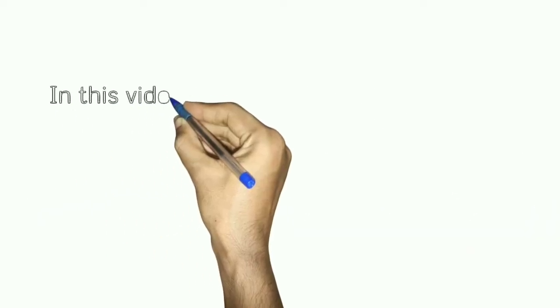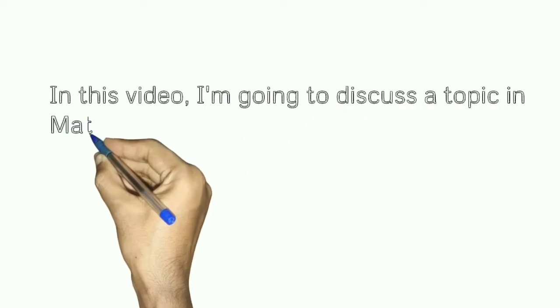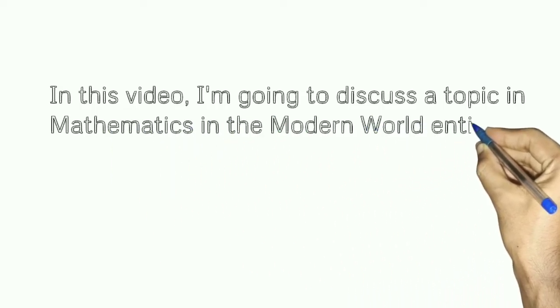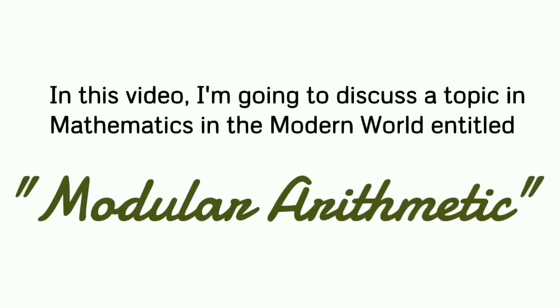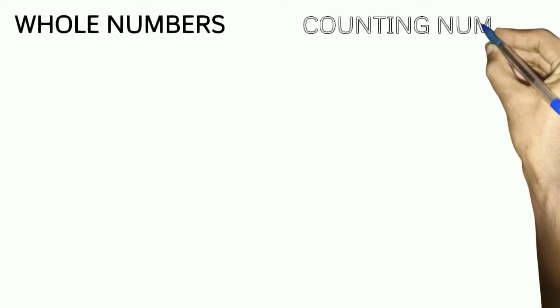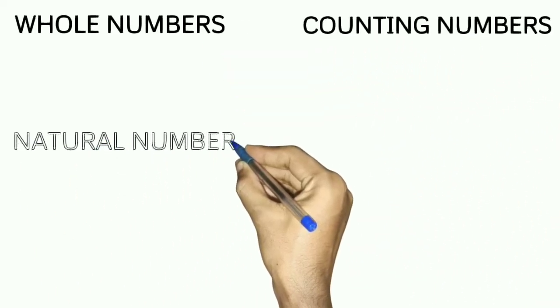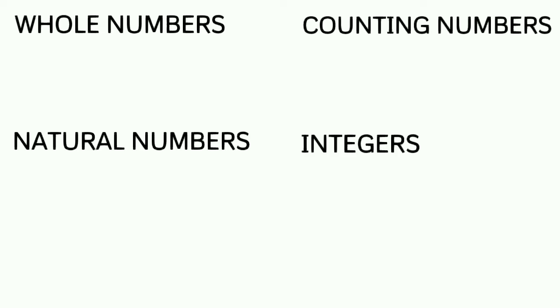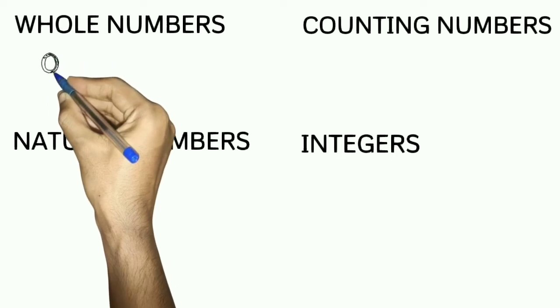In this video, I'm going to discuss a topic in mathematics in the modern world entitled Modular Arithmetic. It is important at this point to know the difference among whole numbers, counting numbers, natural numbers, and integers. Since sa modular arithmetic, ang kailangan natin ay integers. So dapat alam nyo muna kung ano ba ang difference ng whole numbers, counting numbers, natural numbers, at integers.